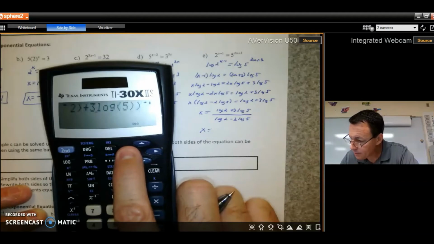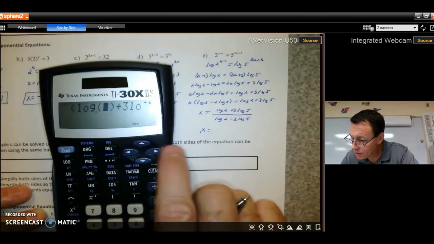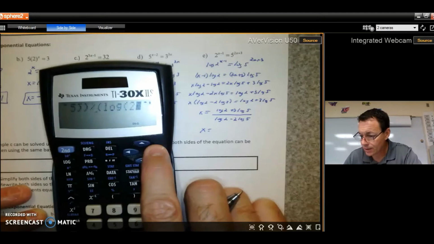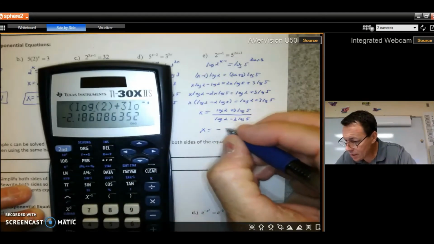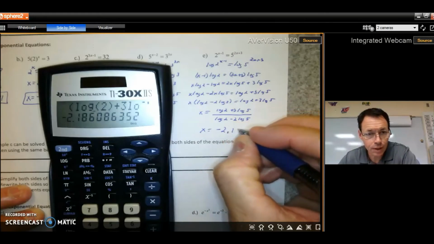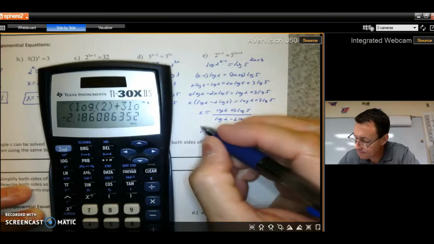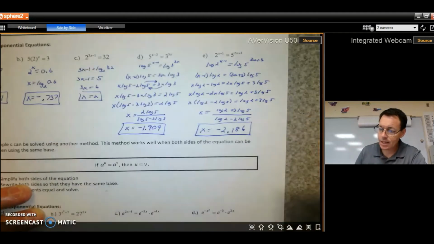I'm kind of backtracking, making sure. Yep, I just wanted to check on my work before I hit equals, and x equals negative 2.186. Alright, and that's that.